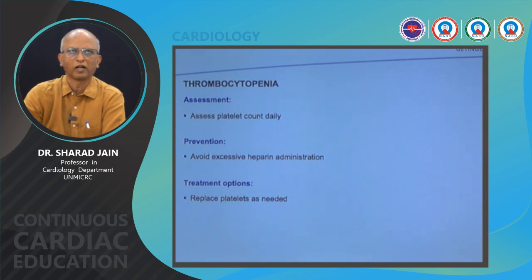Thrombocytopenia assessment: assess the platelet count daily. Avoid excessive heparin administration. Replace platelets if needed, and if the platelet count goes down below a limit, then you may have to remove the IVP.